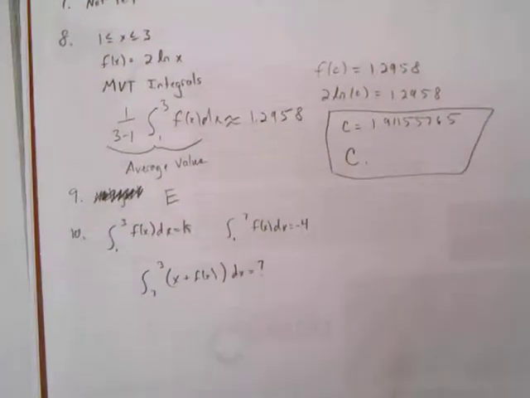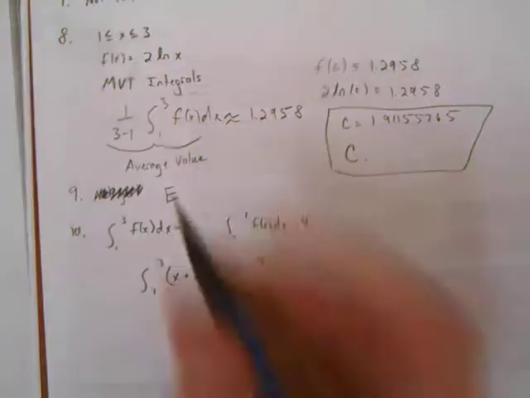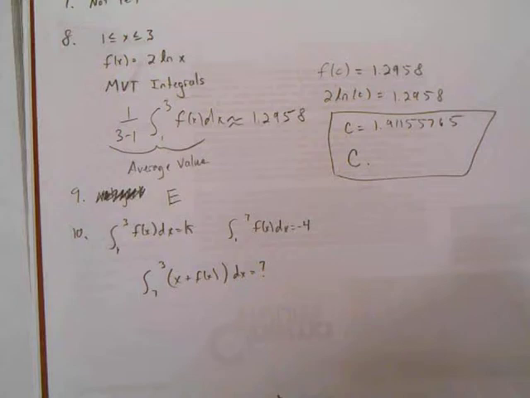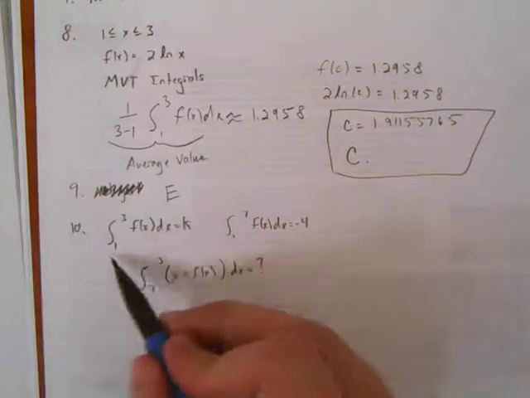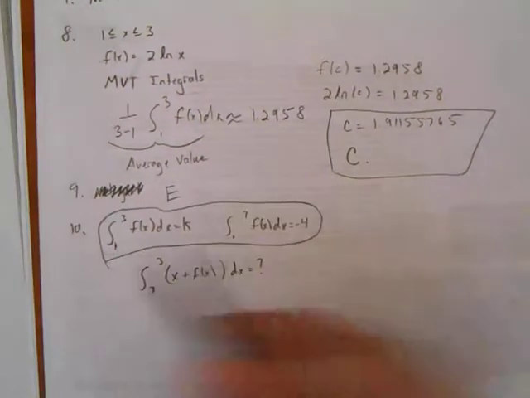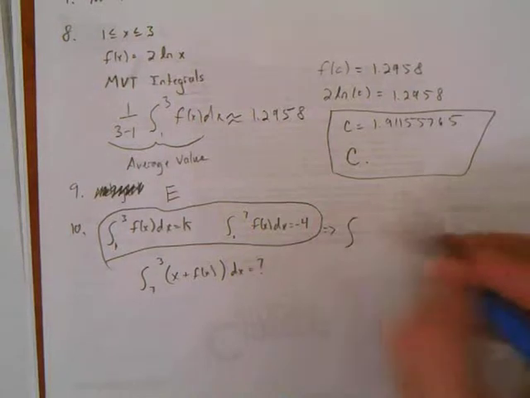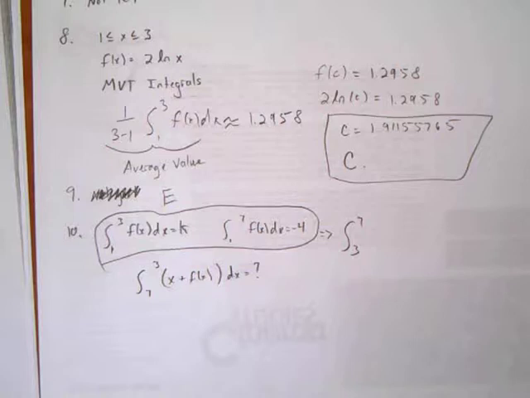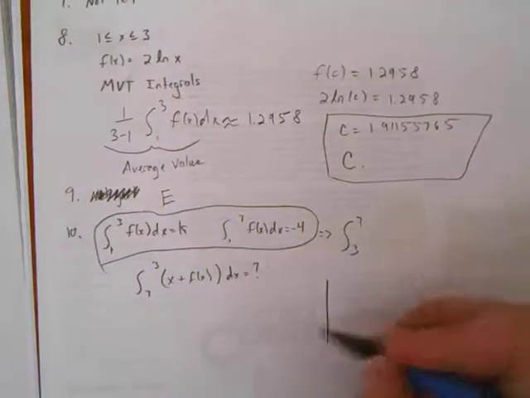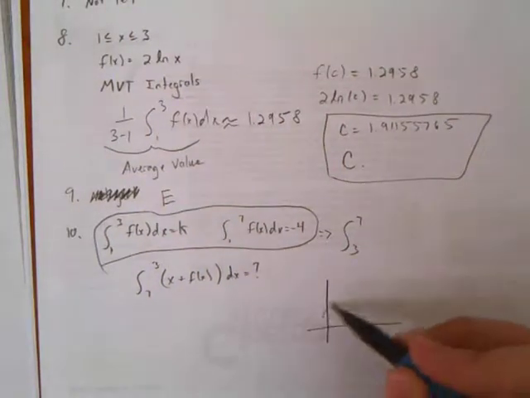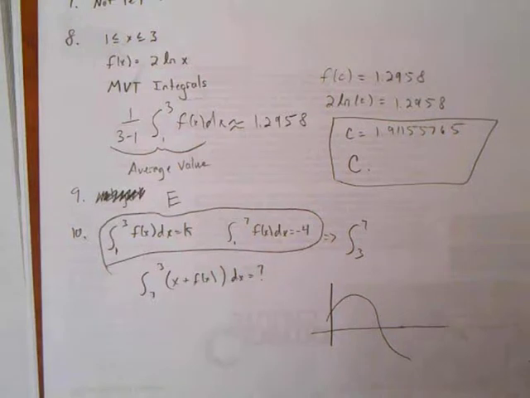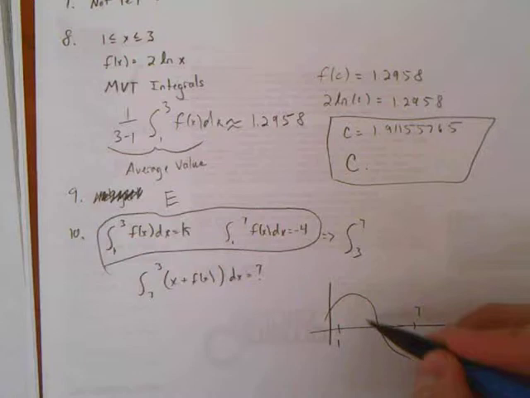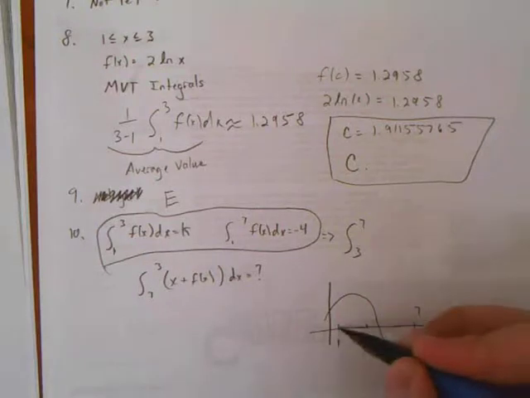Number 10. This is a good one. So we know that the area underneath the function from 1 to 3 is k, and the area underneath the function from 1 to 7 is -4. So we're going to take this information right here, and we're going to use it to find out what the area under the function from 3 to 7 is. Okay, maybe it's good to draw a picture. All right, and I don't know if this picture is right, but let's say that's 1, and let's say that's 7. And let's say this is 3 right here.